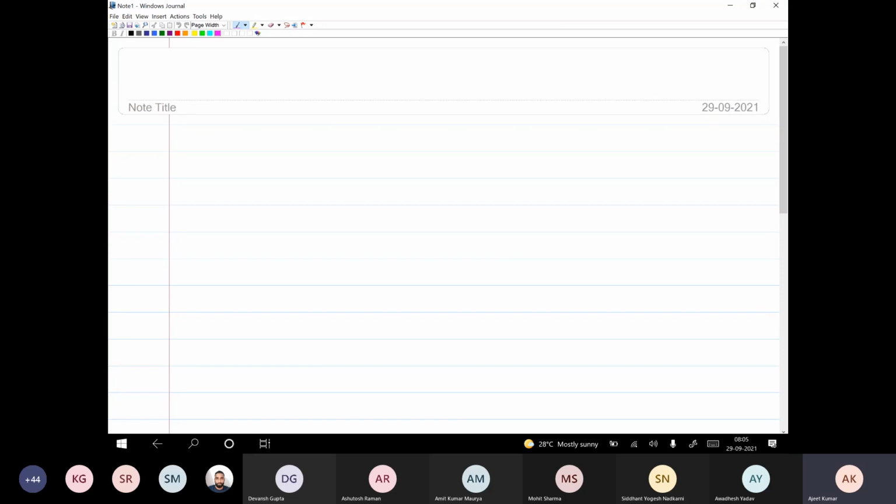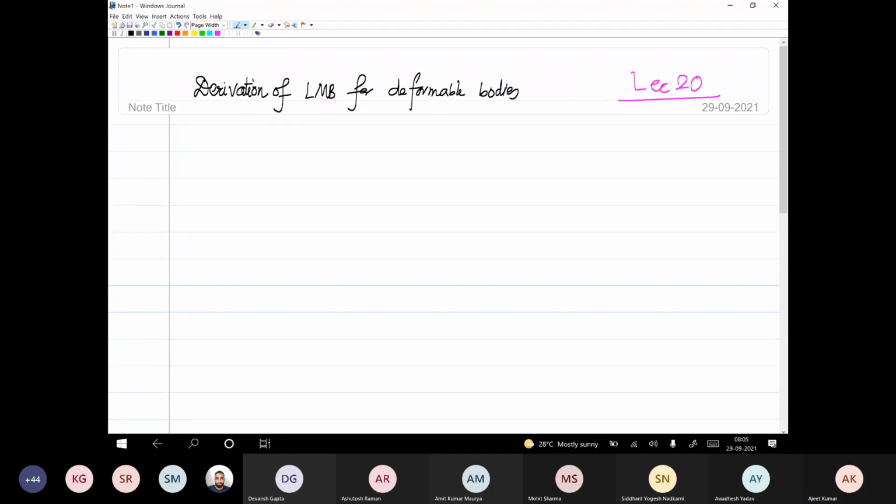Okay, so welcome to lecture 20. And yesterday we were doing the derivation of the linear momentum balance equation, LMB, for deformable bodies. Okay, and we had the following integral form.